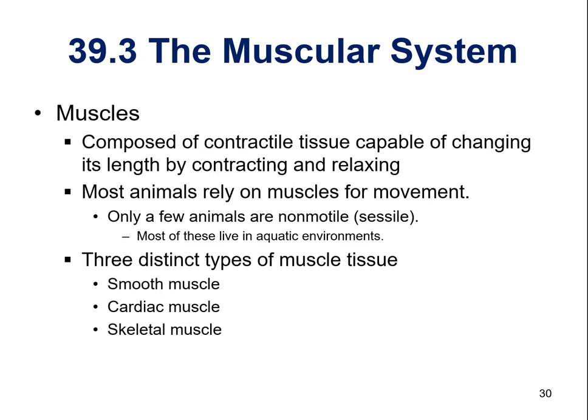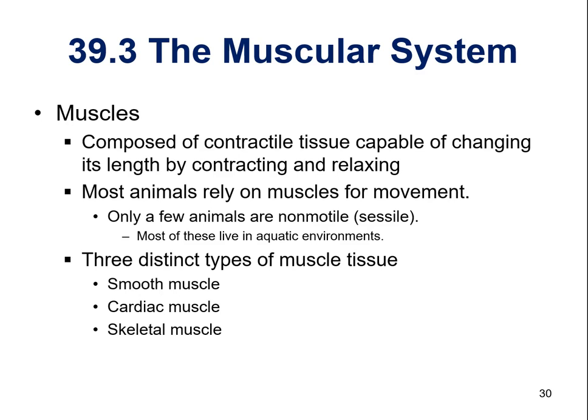Animals are going to rely on muscles for movement. Okay, it says only a few animals are non-motile or sessile. And we talked about some of those sessile animals in previous chapters, and most of them are marine and live in aquatic environments. Why? Because they don't have to move to get their food. They can siphon in the food from the moving water, right? So the currents help them obtain food. Obviously, if an animal's terrestrial, it's not going to work out too well if they're sessile, okay?